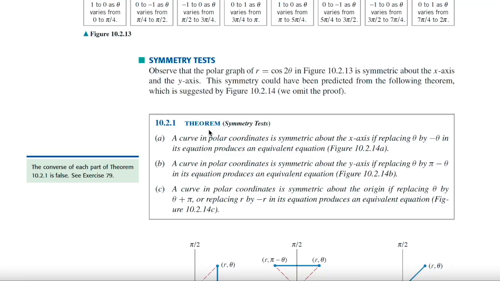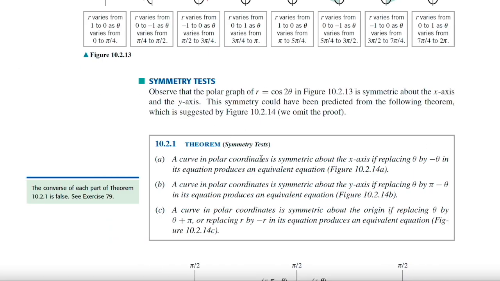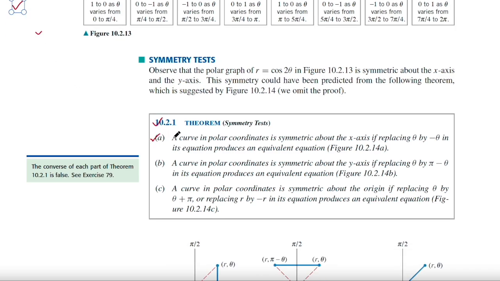In our last class, we discussed family of circles and family of rose curves. And today I want to discuss family of cardioids. So before that, let us try to understand this symmetry test, because the symmetry test is important to sketch a graph easily.